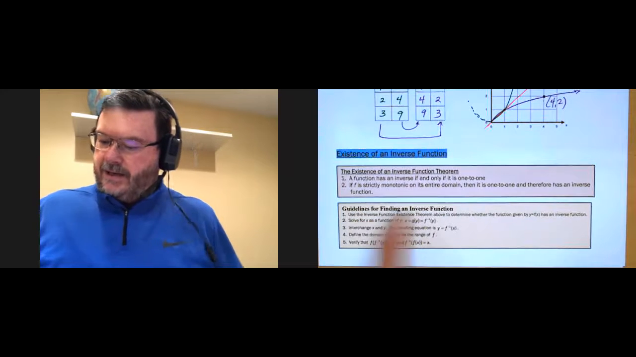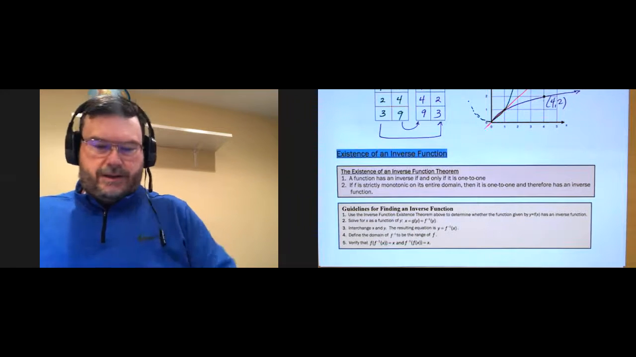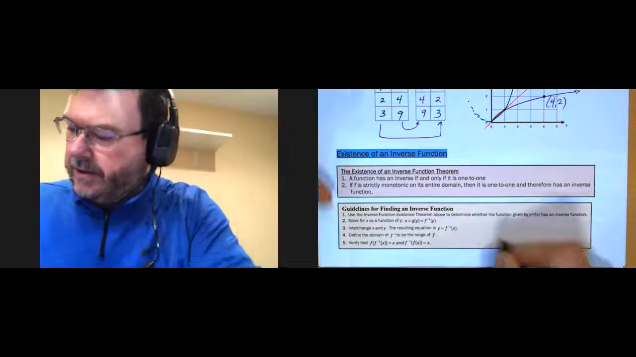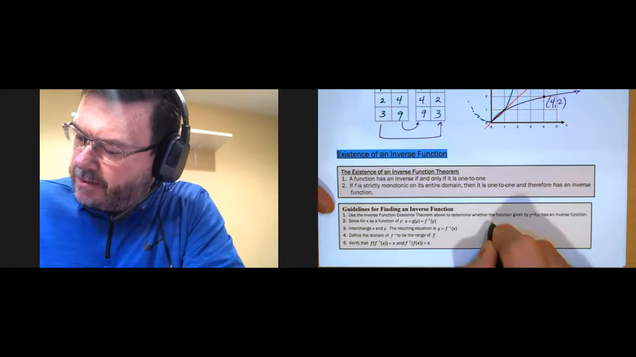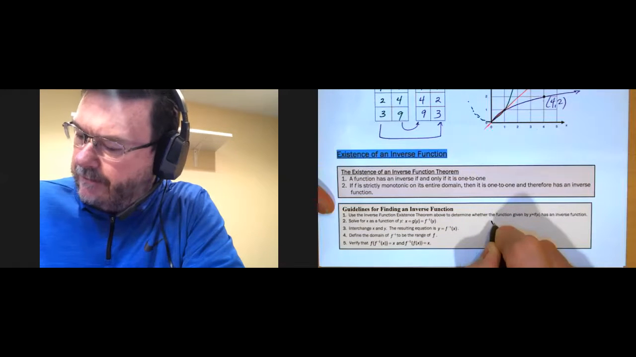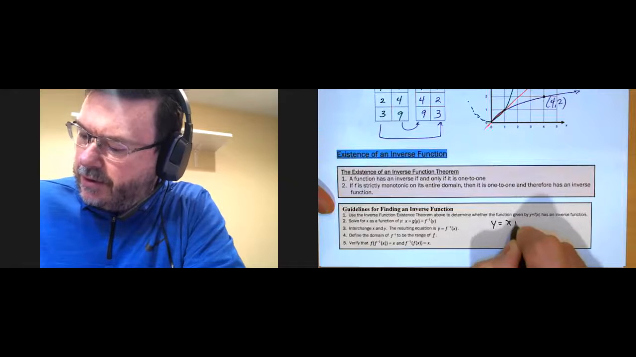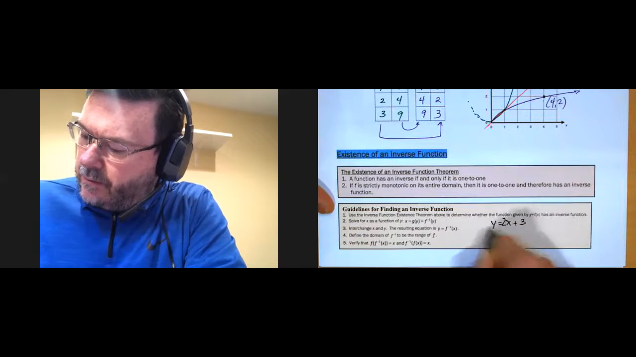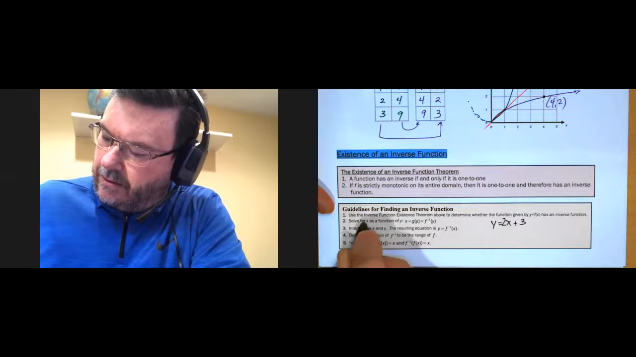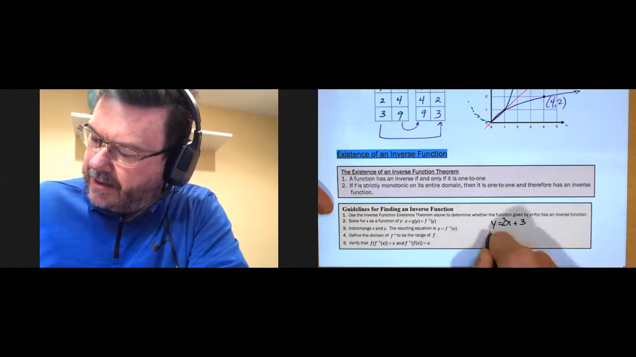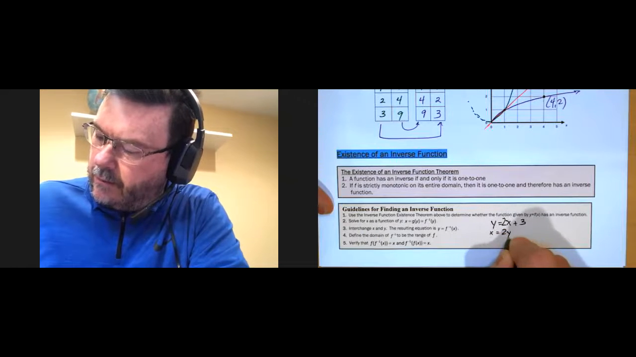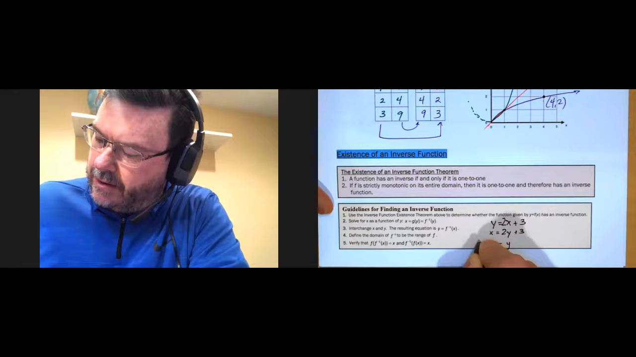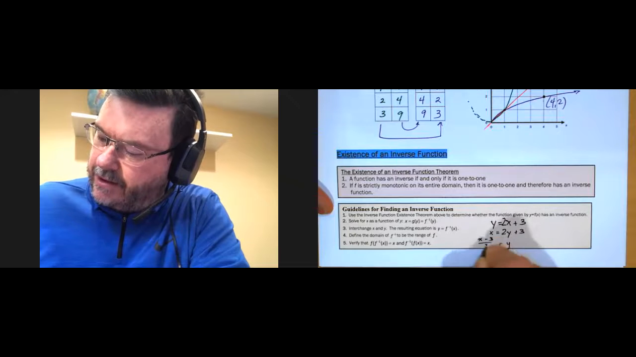To find the inverse of a function, let's quickly just find what an inverse function is. So let's just say I have y equals 2x plus 3. The first thing that we're going to do is we're going to replace and put x's in where the y's are and y's where the x's were. And we're going to solve for y. So we're going to subtract 3 and divide by 2. So we get x minus 3 divided by 2.